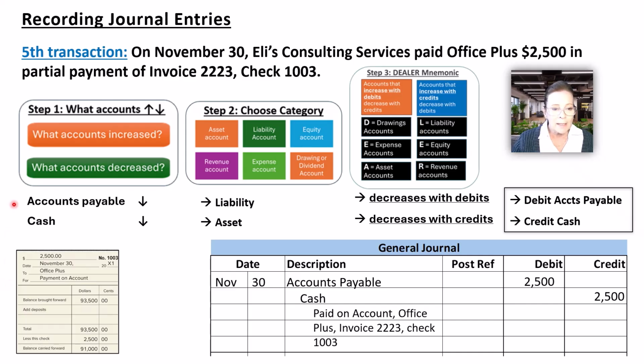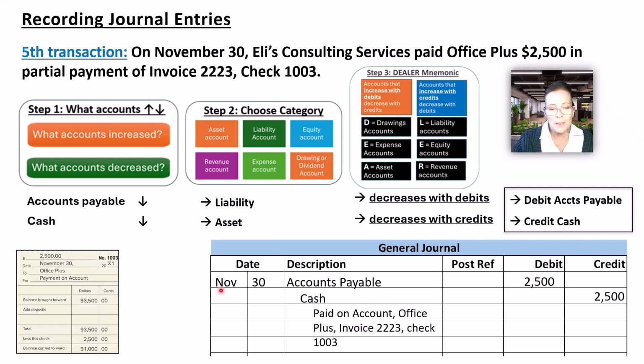We previously analyzed this business transaction and said that accounts payable decreased, because Eli's Consulting now owes less money to Office Plus. Accounts payable are a liability, and according to the dealer mnemonic, liabilities decrease with debits, so we debit accounts payable. We also said that the cash account decreased. Cash is an asset, and assets decrease with credits, so a credit to the cash account.